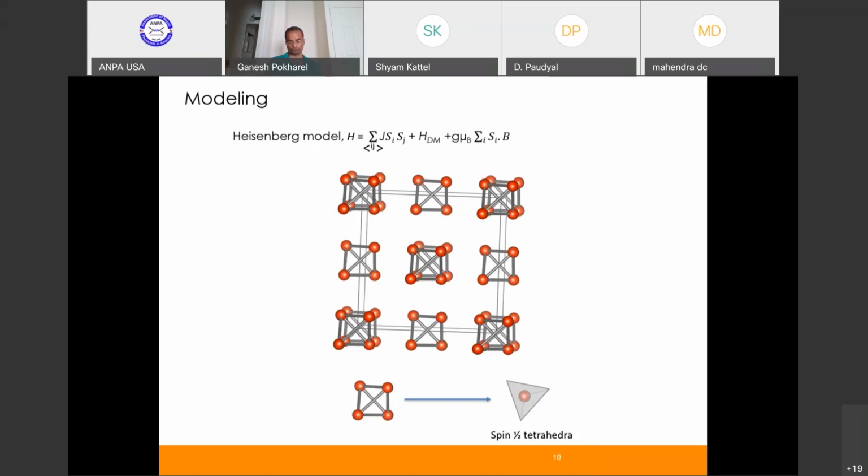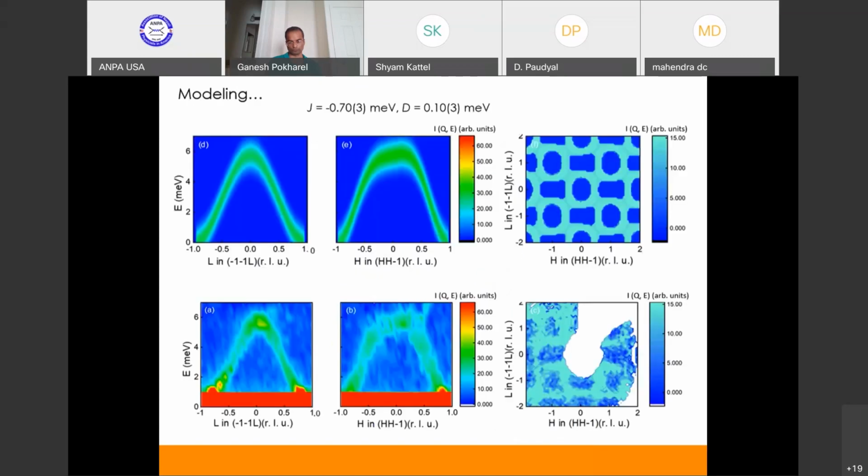And for the model, we know in this material that there is a single spin associated with the four tetrahedra. So I localized the spin at the center of mass of each tetrahedron, and then modeled the spin excitation spectrum. By doing this, I could reproduce the excitation spectrum which we measured experimentally. The upper panels show the theoretically calculated excitation spectrum, and the lower panel, which I showed in the previous slide, is the experimentally observed spin waves.